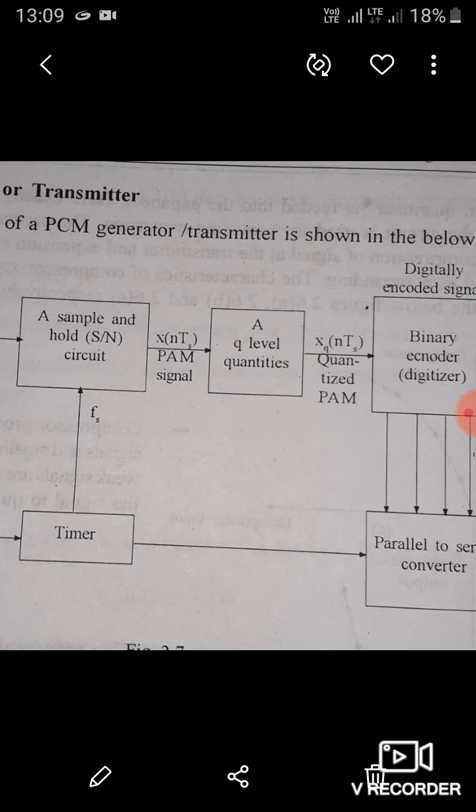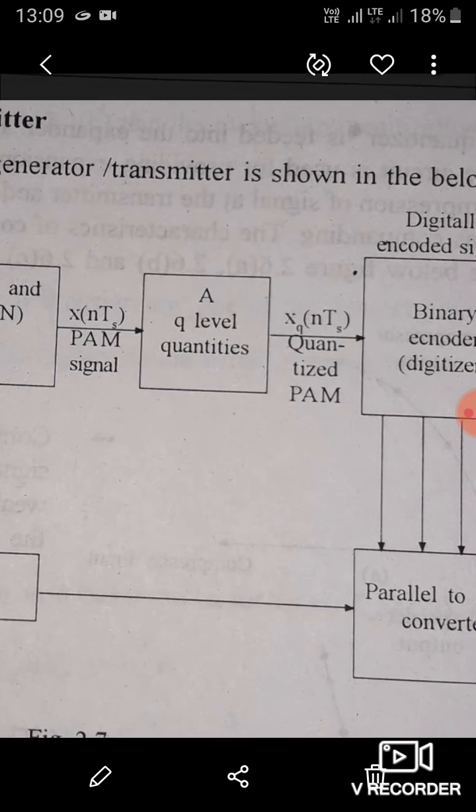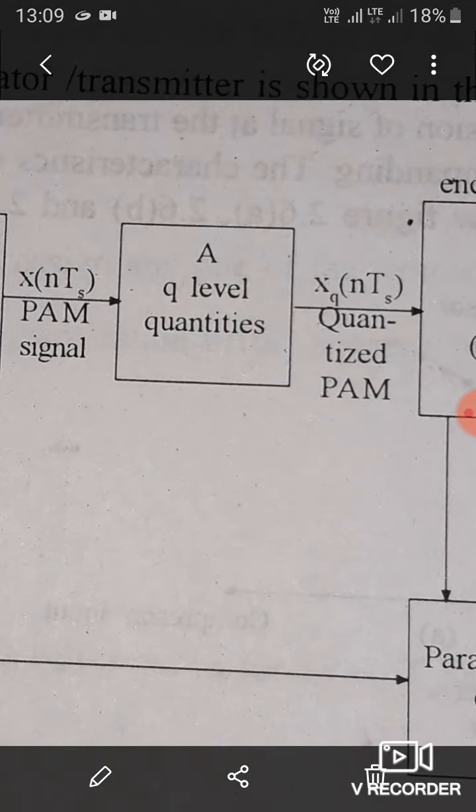At the output of the sample and hold circuit, we get the samples, and these samples are given to the quantizer, where it is a Q level quantizer. They have mentioned it wrongly here. Actually, it is a Q level quantizer, where the number of levels assigned here is Q.